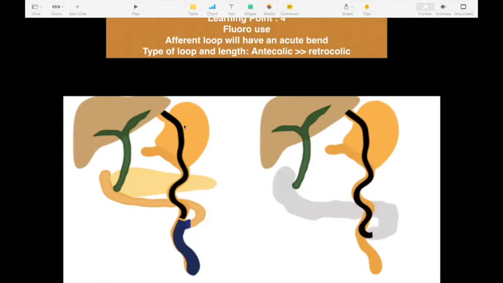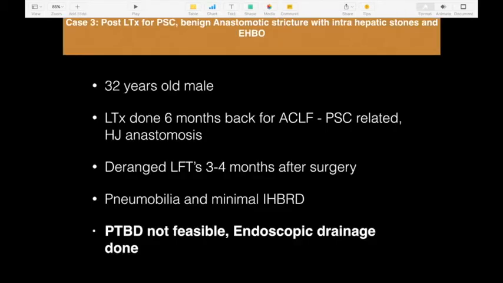Suppose the patient has a Billroth 2 with antecolic anastomosis, then the antecolic limb is around 10 to 20 centimeters longer than the retrocolic component. So that's why it's important to discuss with the surgeon what type of surgery has been done. And another type of anatomy which we are now seeing more is post liver transplant hepaticojejunostomy, where they have a double duct or a triple duct anastomosis.